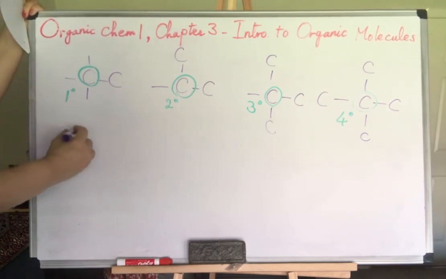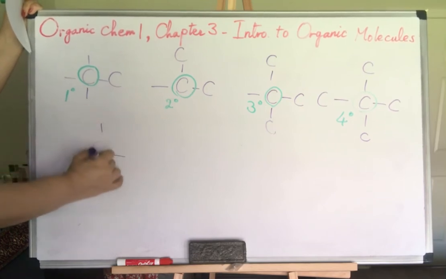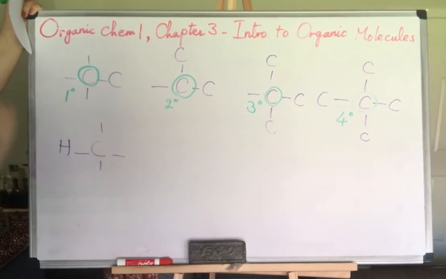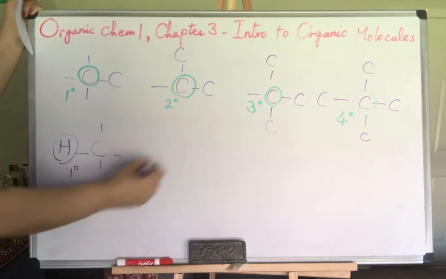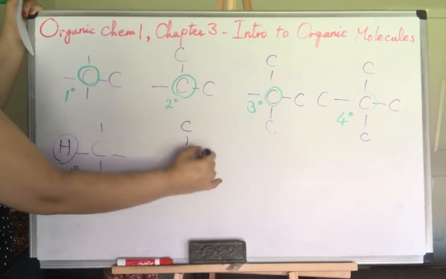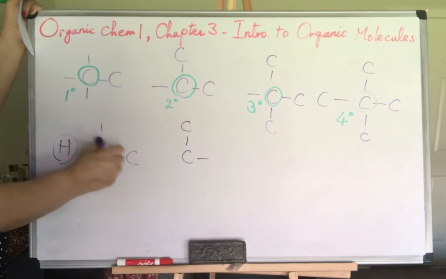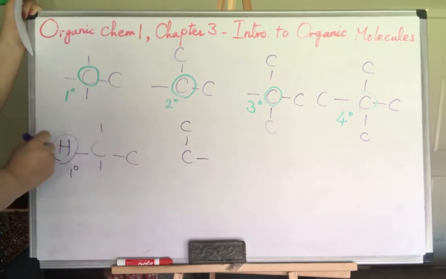So the difference between the types of carbons and hydrogens is we have primary hydrogen. You see the carbon is attached to one more carbon. So the hydrogen attached to a primary carbon is called primary hydrogen.